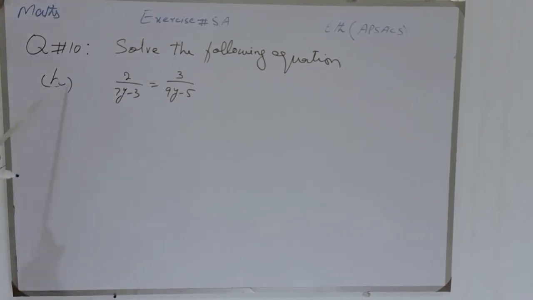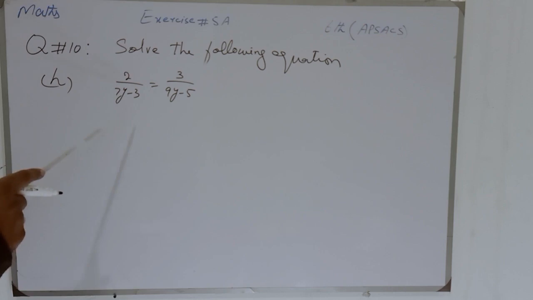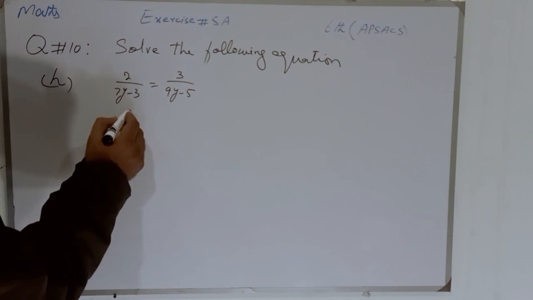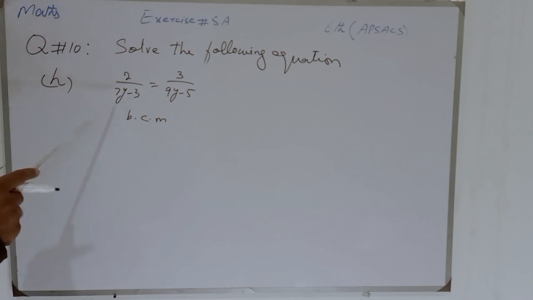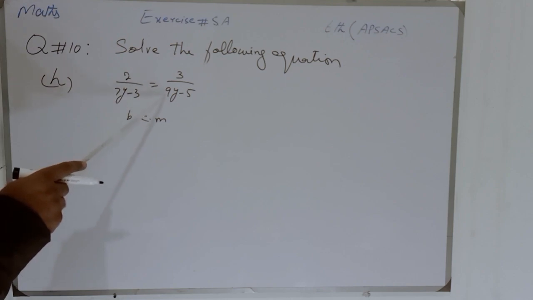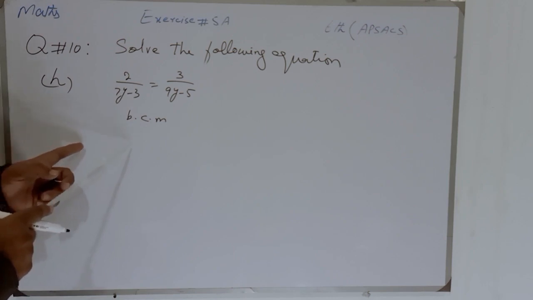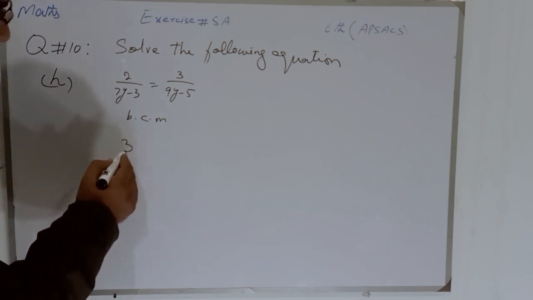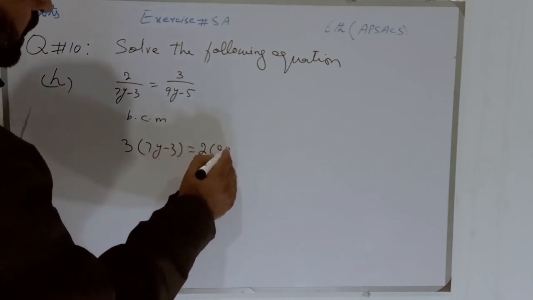Students, the last part of question number 10 is 2/(7y - 3) = 3/(9y - 5). There are single denominators on both sides, so we will do BCM, BCM means cross multiplication. Students, when 3 multiplies with 7 it will be 21, and when 2 multiplies with 9 it will be 18. So I will multiply 3 with this denominator and write it on the left side. So it is 3 into (7y - 3) is equal to 2 into (9y - 5).